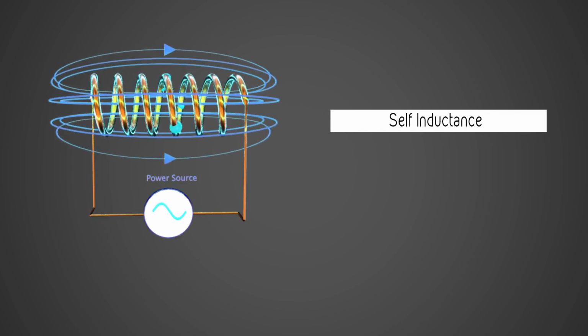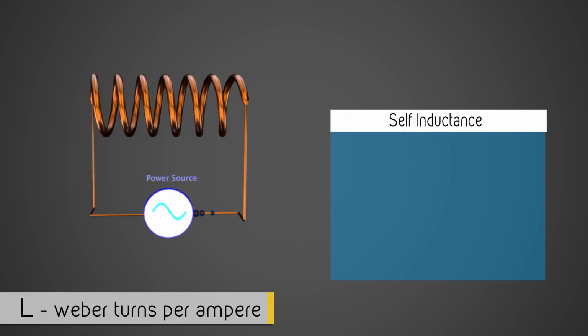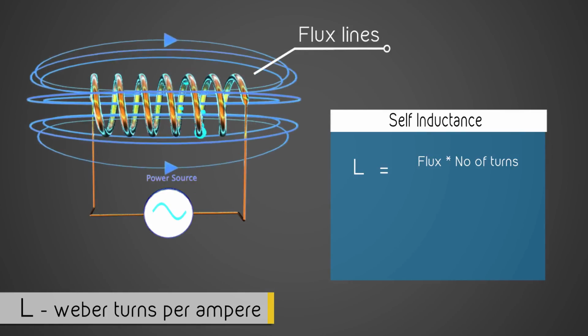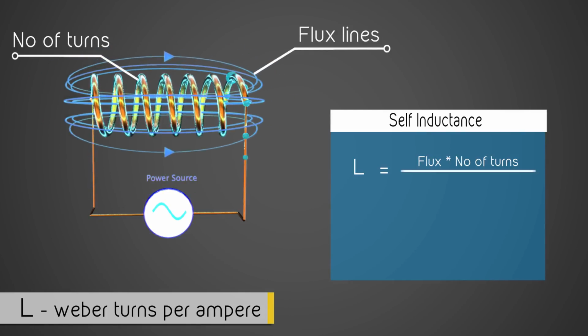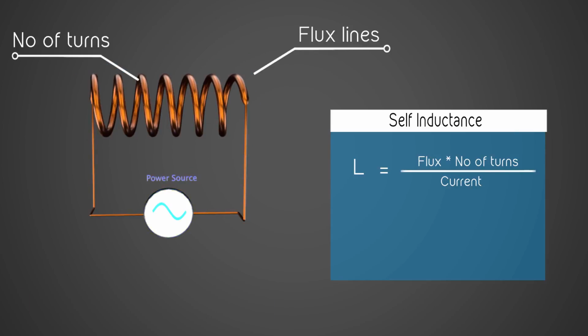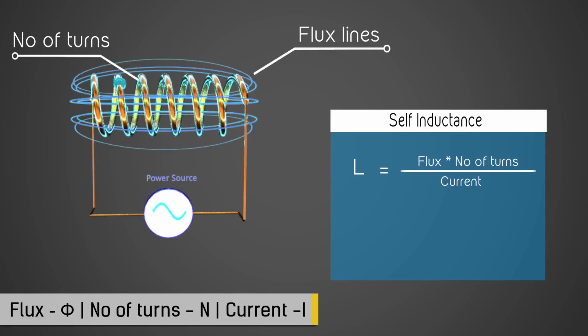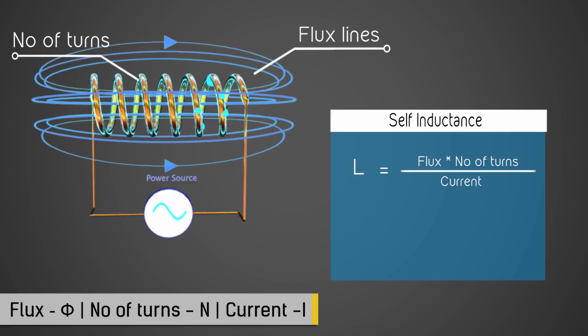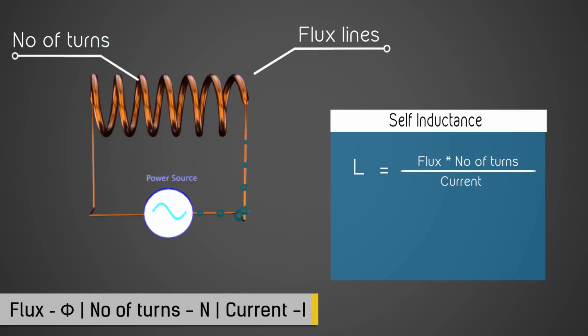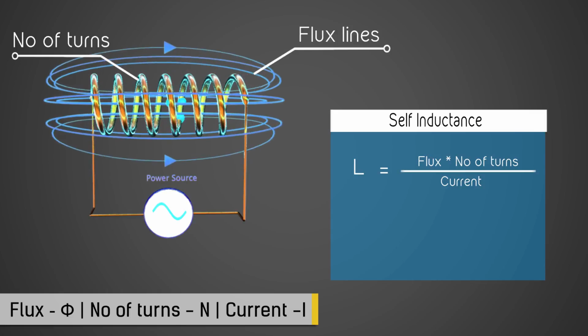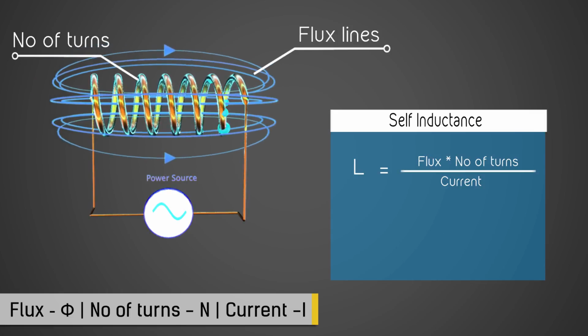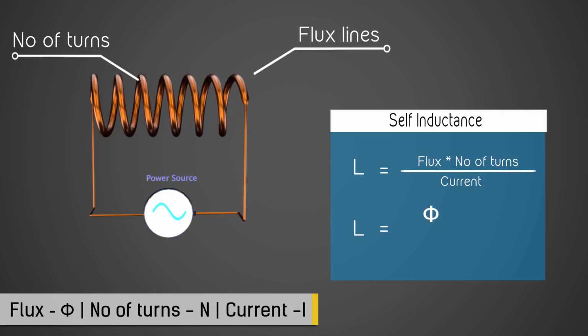The coefficient of self-inductance is defined as Weber turns per ampere, or simply put, it is the number of flux lines linking with the number of turns of coil for a given current. We denote flux as phi measured in Webers. Number of turns in the coil is given by N and current as I measured in amperes. Therefore, we have L equals phi into N by I, Henry.